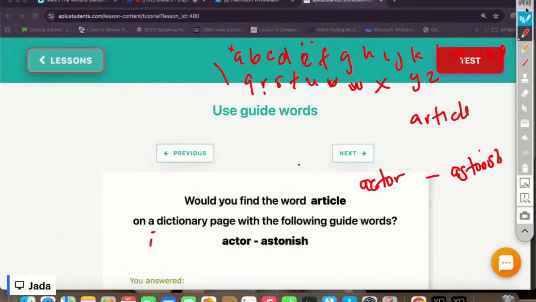So what is common here? The first letters are common. So let's look at the second. So for actor, the second letter is what? C. And for astonish, what? S. So let's go to our alphabet.